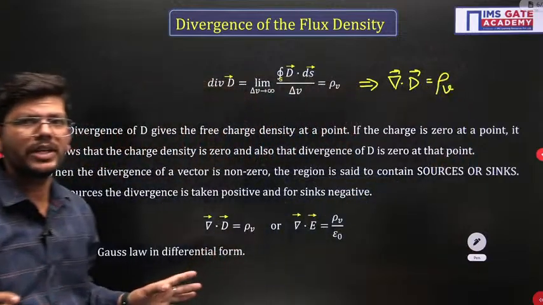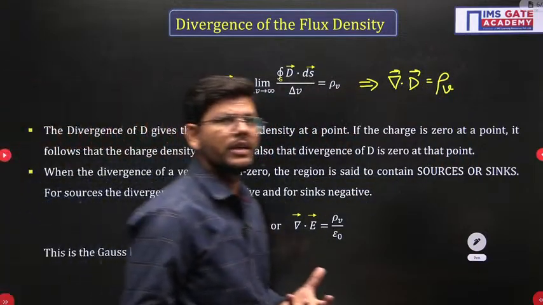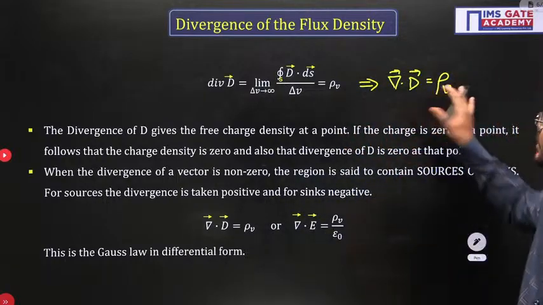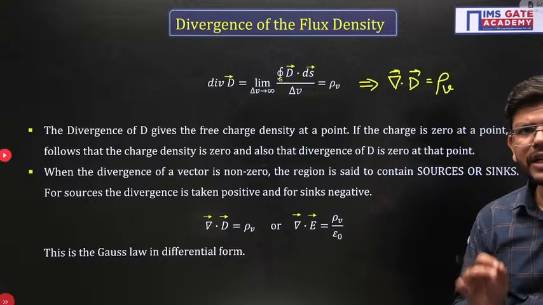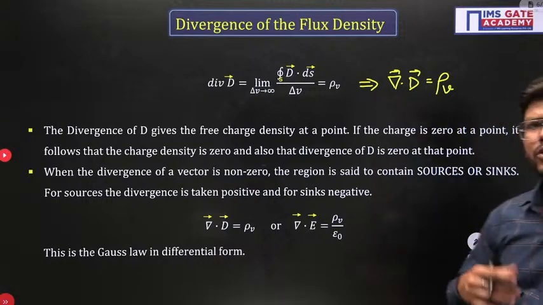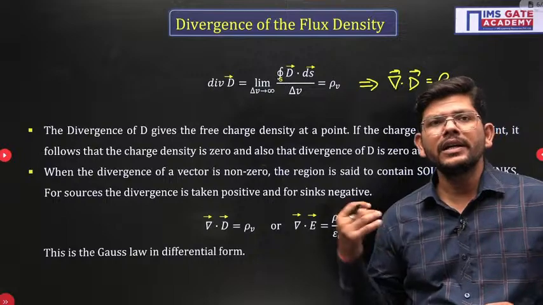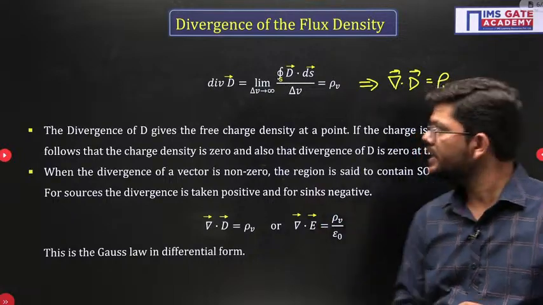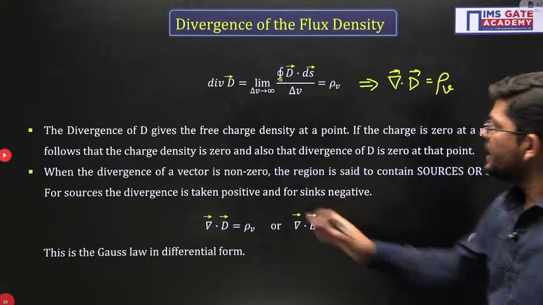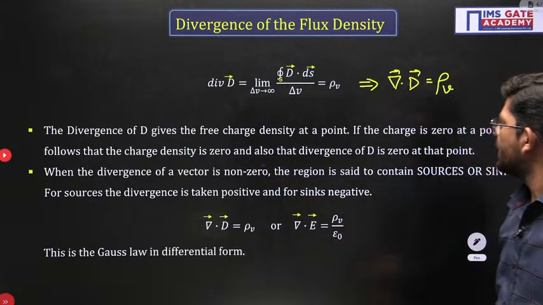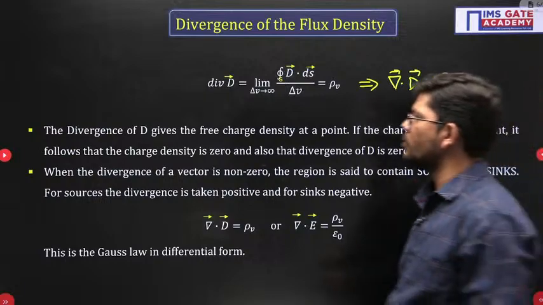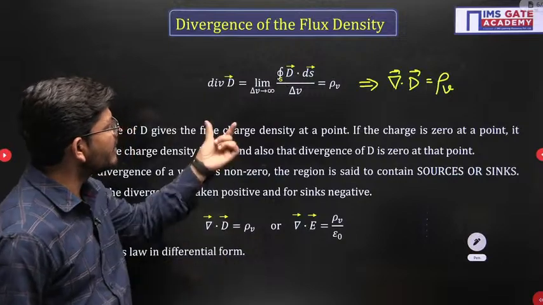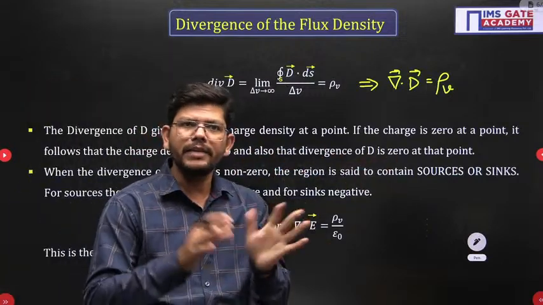An important observation we have found out: while calculating the divergence of D, we have calculated that it is equal to rho v, the volume charge density, isn't it? If there is no charge enclosed by the surface, del dot D will be equal to 0. So the divergence of D gives the free charge density at a point. If the charge is 0 at that particular point, the charge density will be 0, and then we will have the divergence of D equal to 0 at that point.